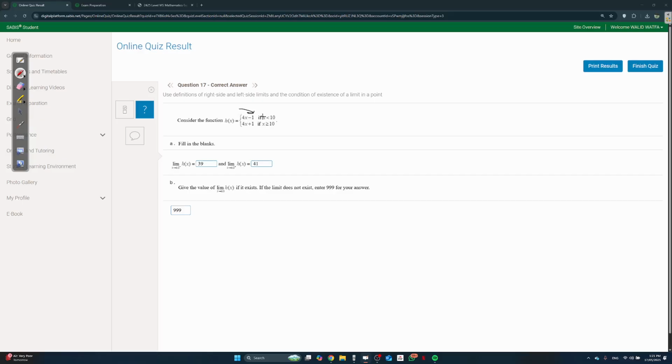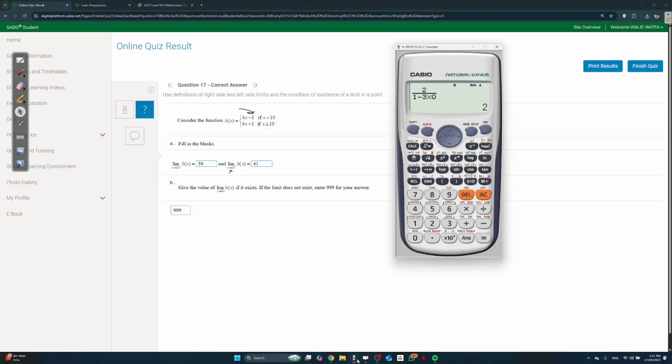Okay, you have another piecewise function, before 10 and after 10: 4x minus 1 and 4x plus 1, right? So limit as x approaches 10 minus h of x, and limit as x approaches 10 plus. What is it? So let's take a look. As x approaches 10 minus, that means we're going towards 10 from the left side, right? So over here, as you can see, 10 is our point of continuity, right? It's our point of continuity.